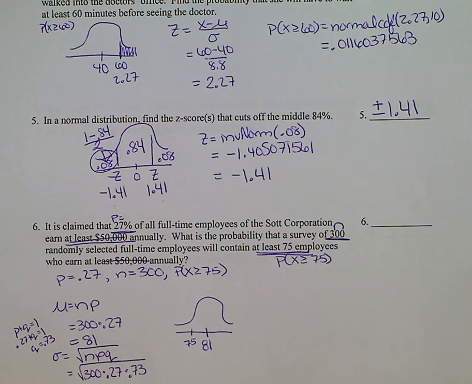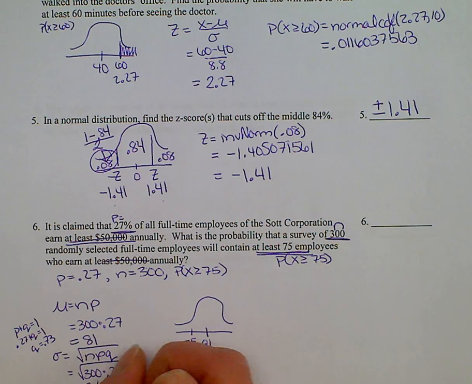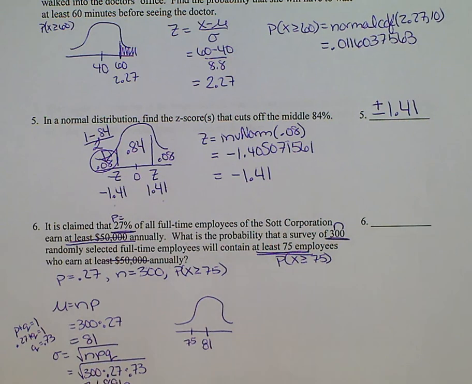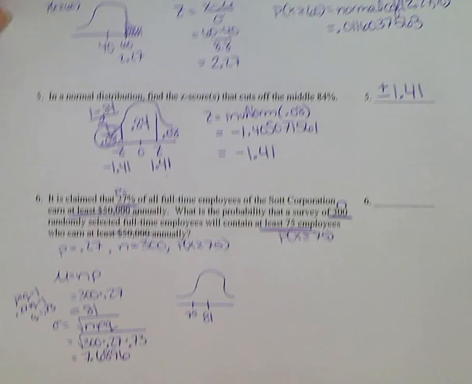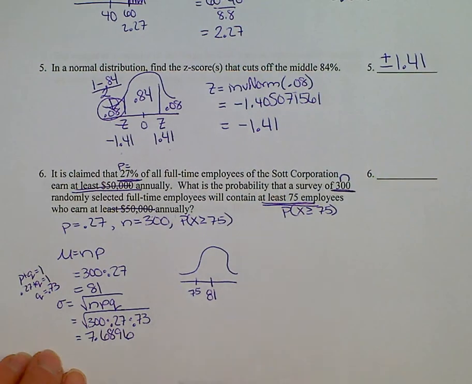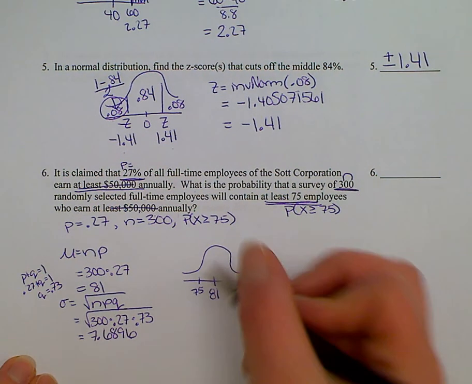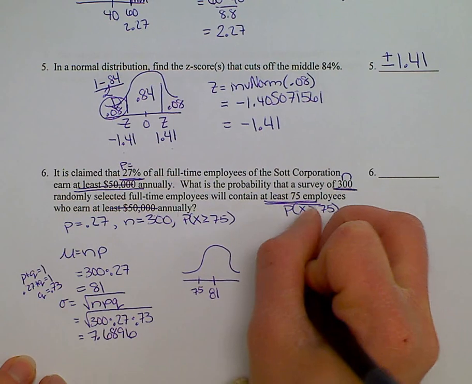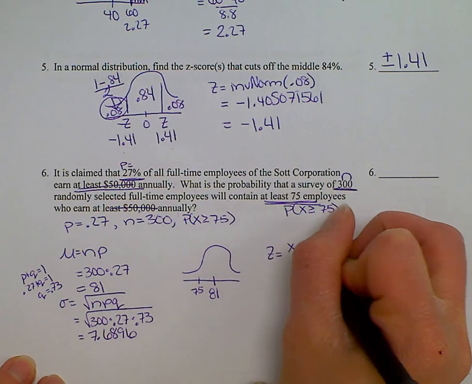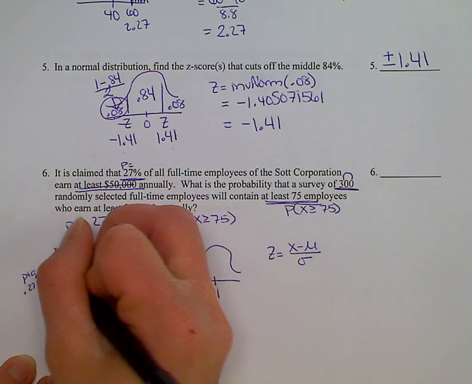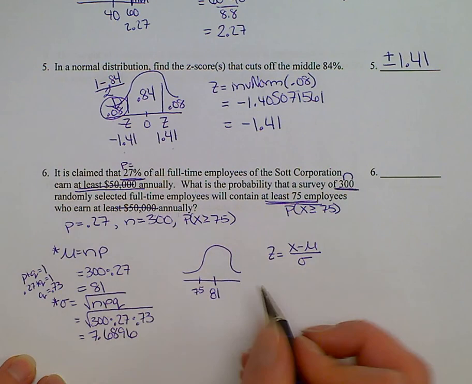So when we calculate, we're taking the square root of 300 times 0.27 times 0.73. We get a standard deviation of 7.6896. Now you could round this to 7.690. That's fine. I'm going to keep it 4 decimal places. Okay, so now we have to change 75 to a z-score. But again, we calculated the mean and the standard deviation. So we're going to change 75 by 0.5.